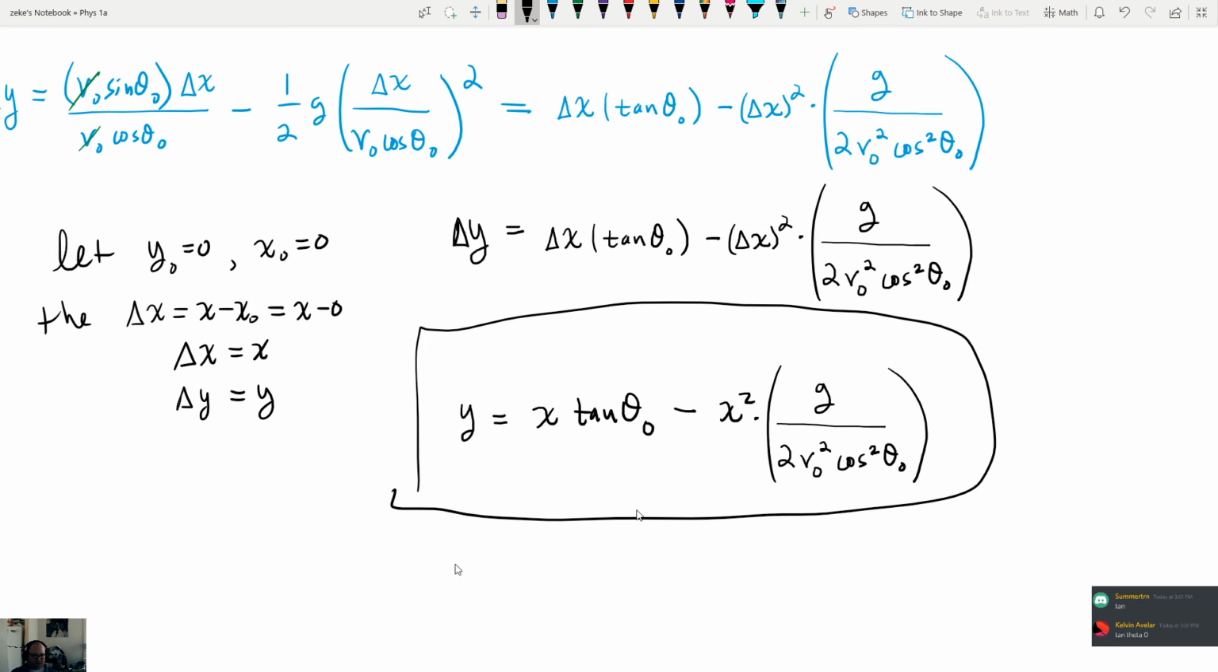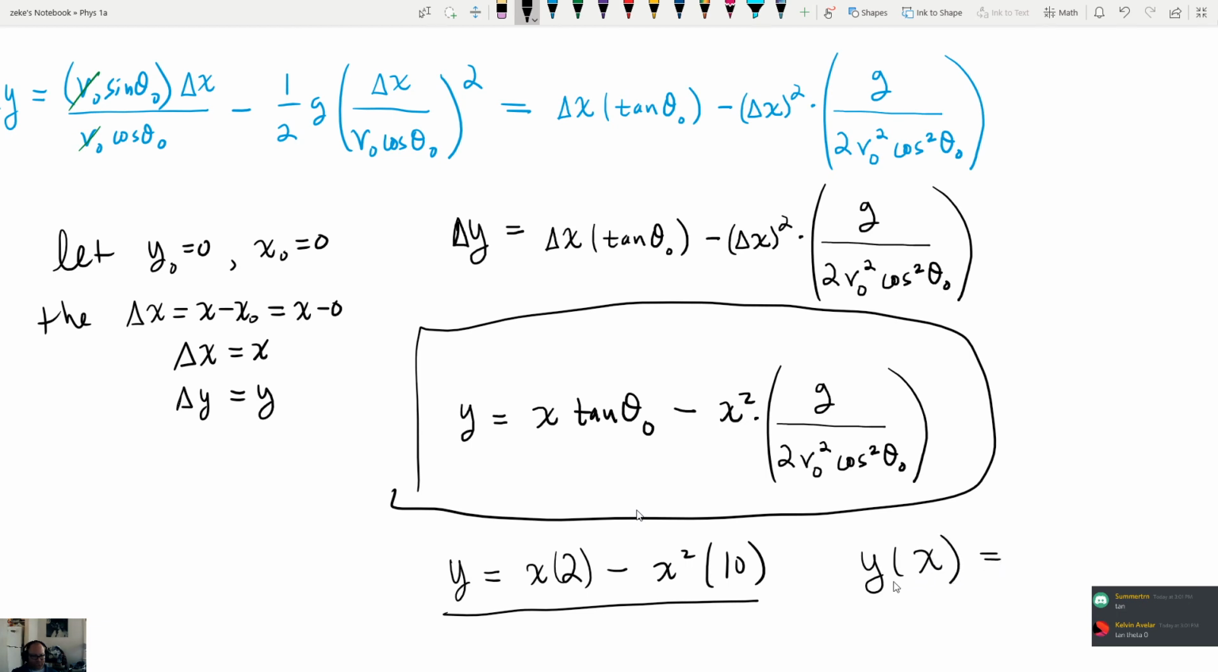So, for example, I could rewrite this equation like this. Y is equal to x times, I don't know, tan theta could be something like 2, minus x squared, and maybe when you multiply all this stuff together, maybe you get 10 or something. I don't know. What does that equation look like to you? If we wanted to plot it, for example, y as a function of x, what kind of equation is that right there?